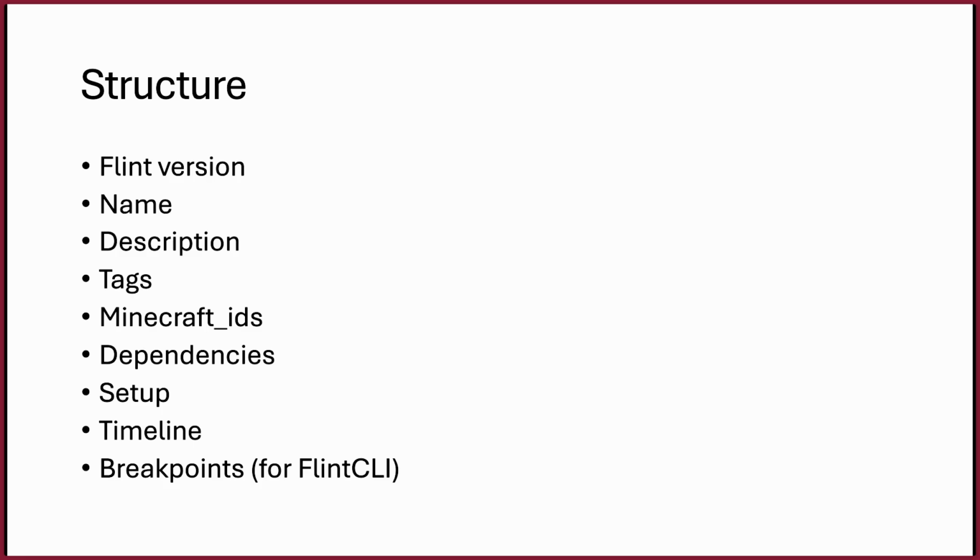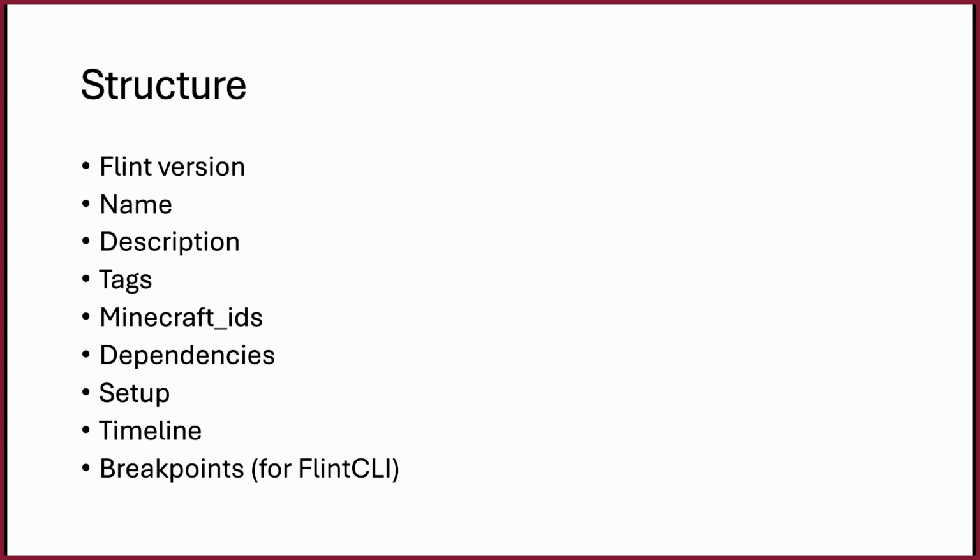Then we have tags. Flint native and Flint CLI can use tags. Tags are there to filter. That means you can say you want to run all tests, for example, with the tag fence. That means all Flint files that we have written with the tag fence will be selected and executed. This gives you the option, for example, to run all redstone tests.